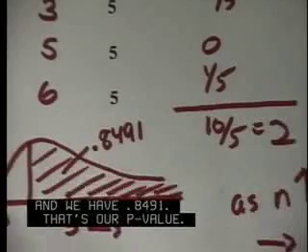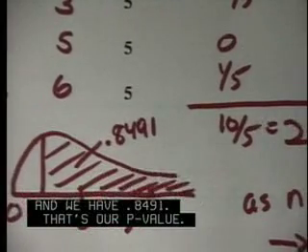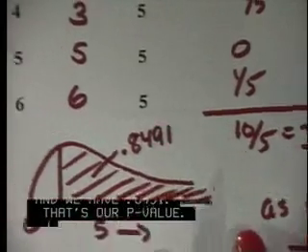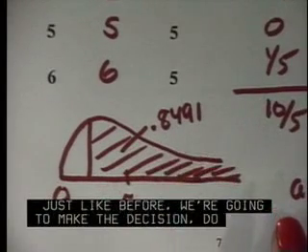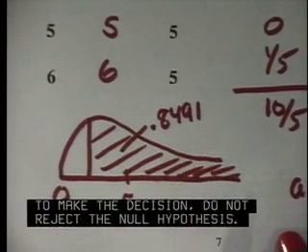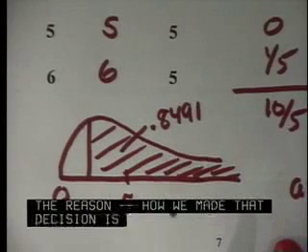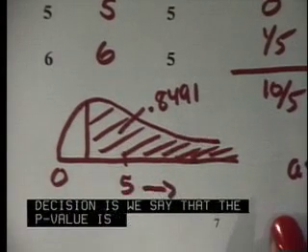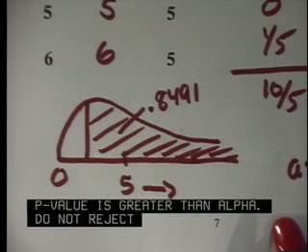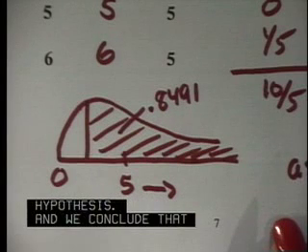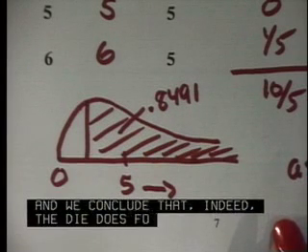So our p-value is 0.8491. So just like before, we're going to make the decision: do not reject the null hypothesis. The reason we make that decision is that the p-value is greater than alpha. Do not reject the null hypothesis, and we conclude that indeed the die does follow the uniform distribution.